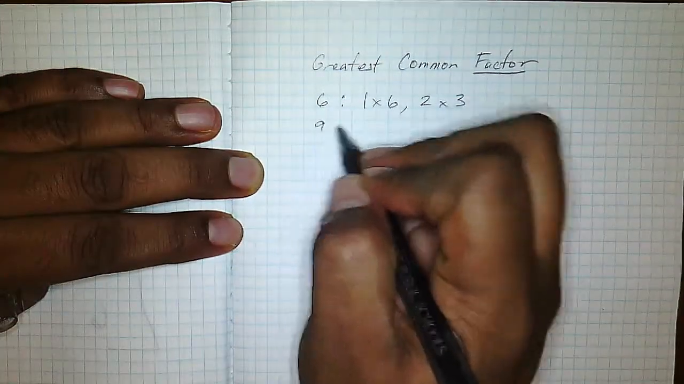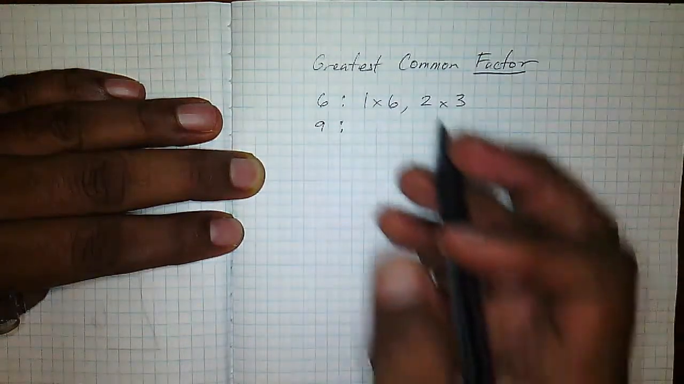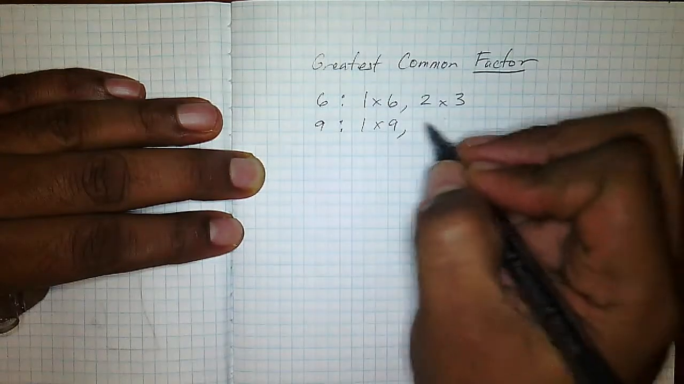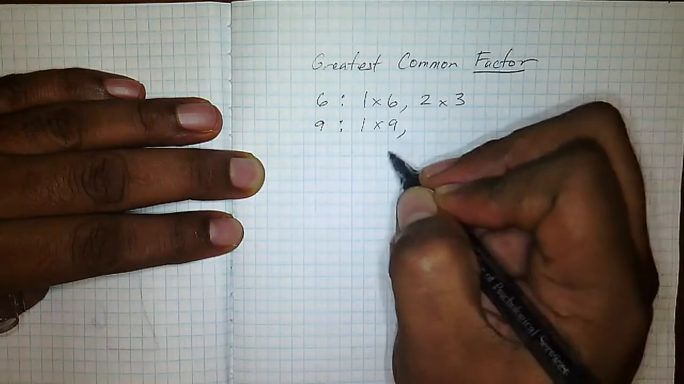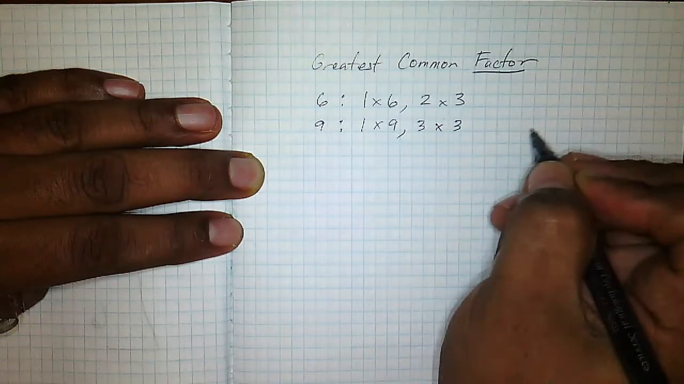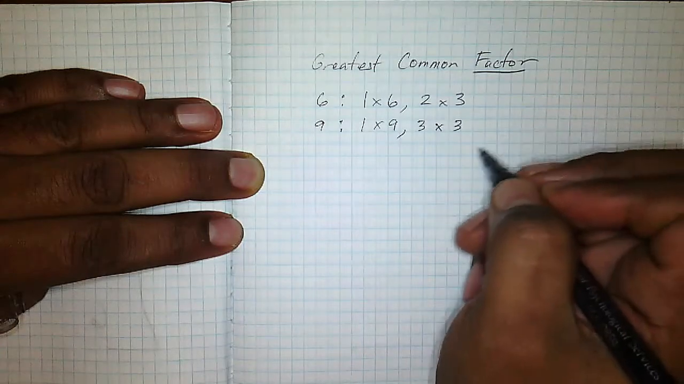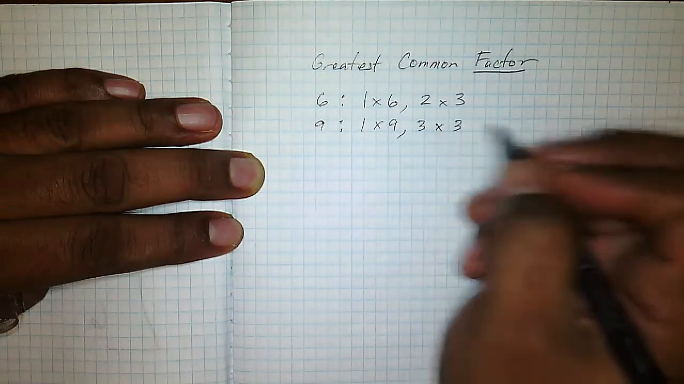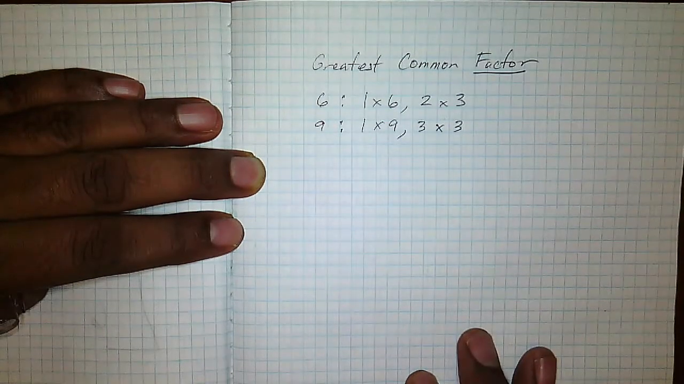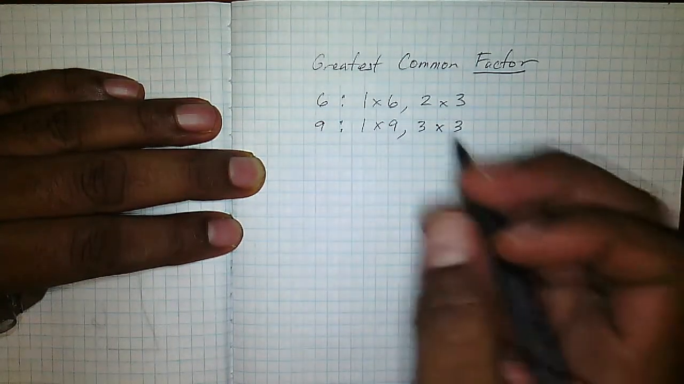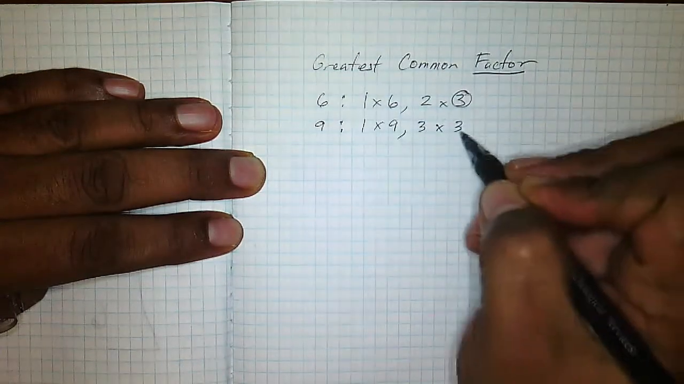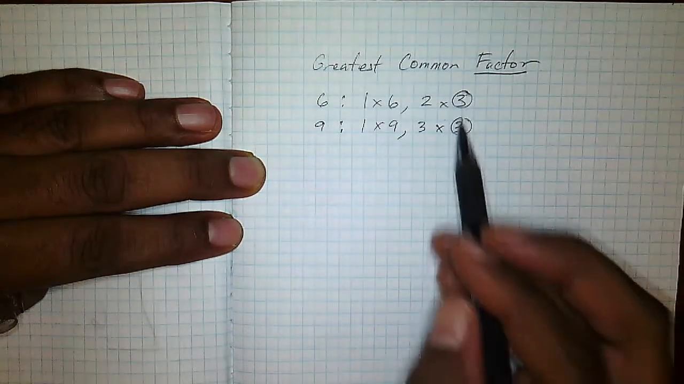Now, factors of 9. Of course we can multiply 1 times 9, right? We can't multiply 2 times anything, but we can multiply 3 times 3. We can't multiply 4 times anything, 5 times anything, 6, 7, 8, and 9. We're back at 9, so we stop when we get to a number we've already gotten to. So these are the different factors. Now, between those two lists, the greatest common factor is 3, right? That's our greatest common factor.